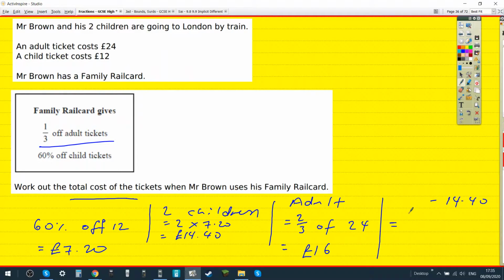So 14 minus 24. Okay. So that would be £9.60. Mm-hmm. And together, so altogether the cost is £25.60. That's great. Yep. Any questions there? No. Okay.